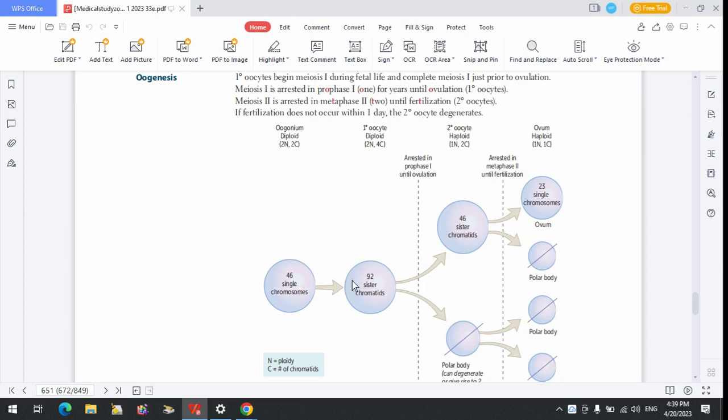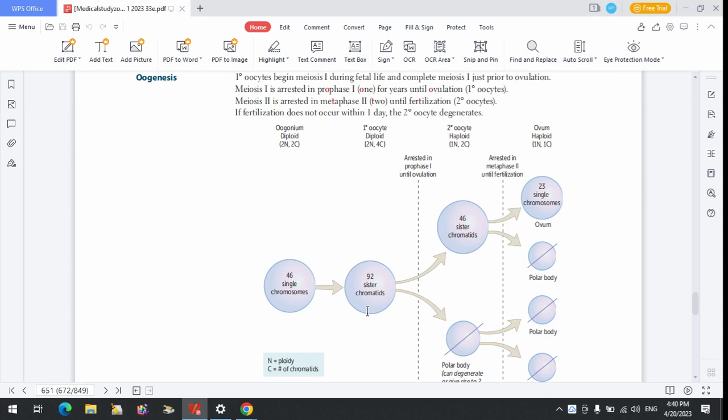Now, during the replication, from the oogonium to primary oocyte, you will have had a lot of replication, up to as high as 7 million primary oocytes will have been formed. A lot of them will be formed. So all the oocytes that the lady is going to have in her life will have been formed. So everything will just be used one by one, till everything comes down at menopause.